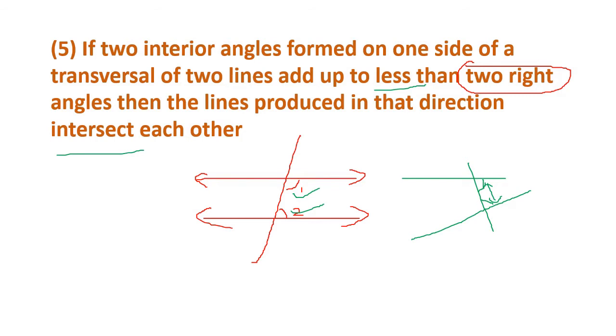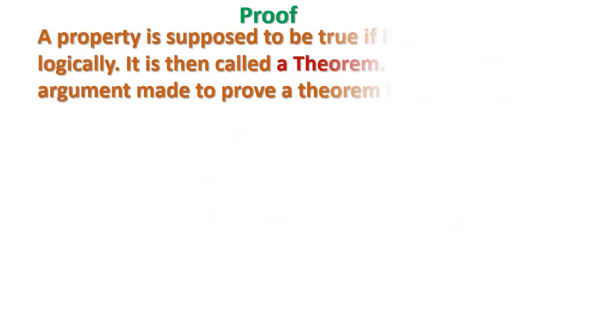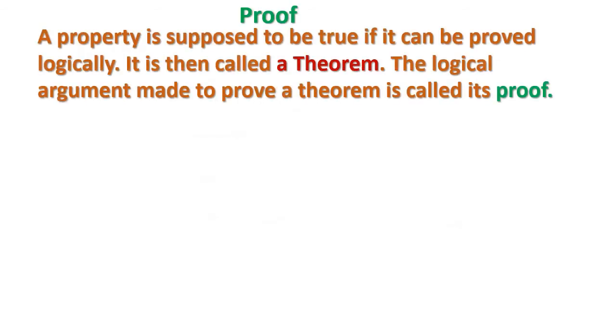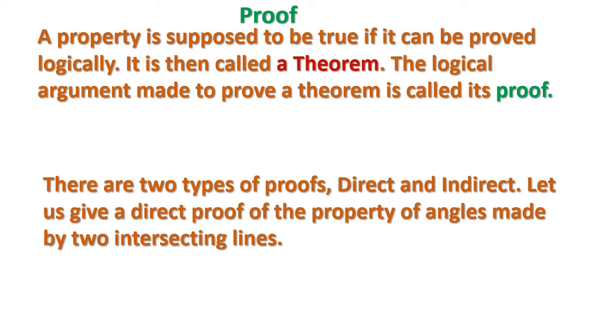So these postulates were building stones of this branch of mathematics, and a lot of theorems developed out of such postulates. Something which is true and which can be logically proved, we call it a theorem. In order to make a theorem, we need to make arguments to prove that. Such arguments are called proof.